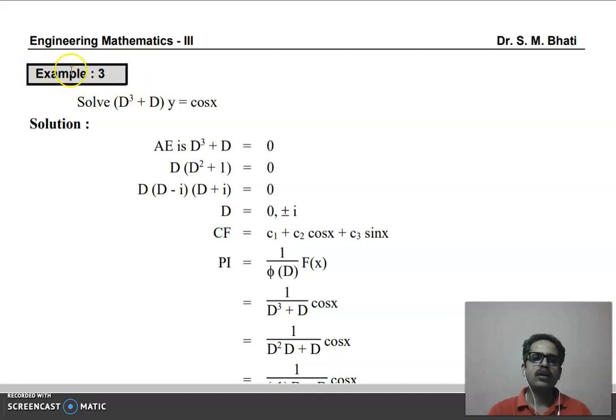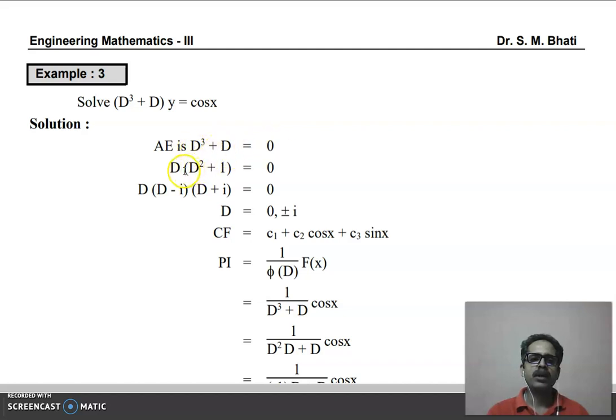Let's solve third example. The differential equation has a type phi D y equal f of x. Here phi D is D cube plus D and f(x) is cos x. The given differential equation is linear differential equation with constant coefficients. AE, that is auxiliary equation, is phi D equals 0, that is D cube plus D equals 0.